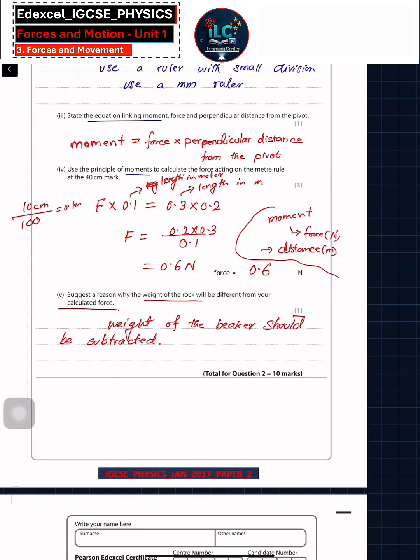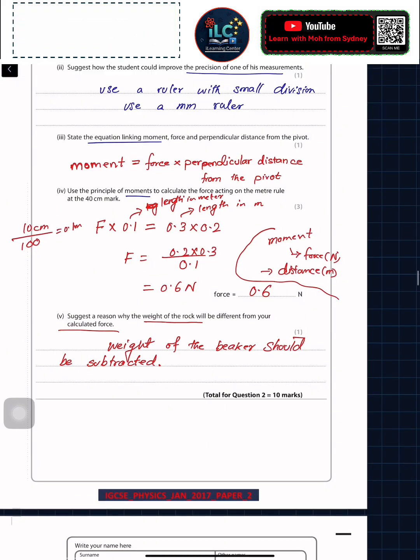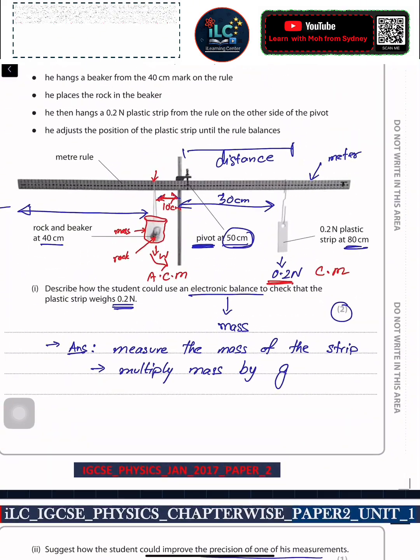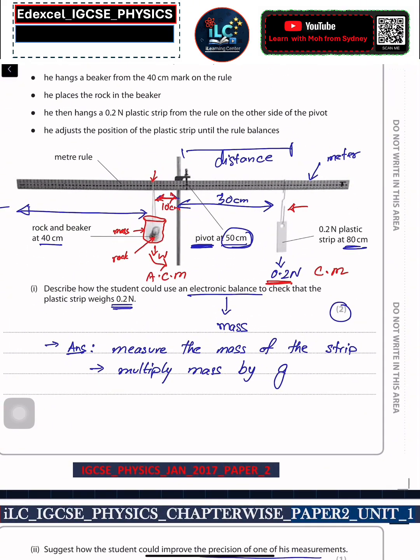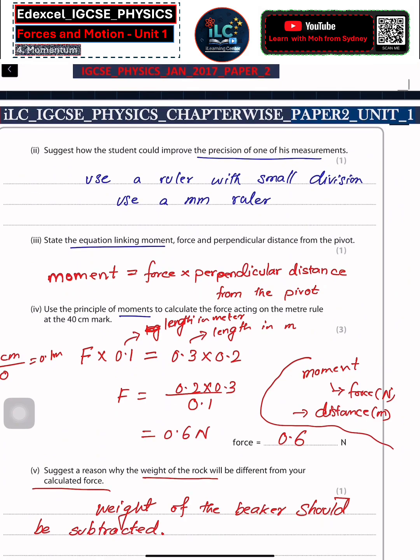And this is it. Good enough. You could have talked about this paper clip as well. Here, that would have been the same thing.